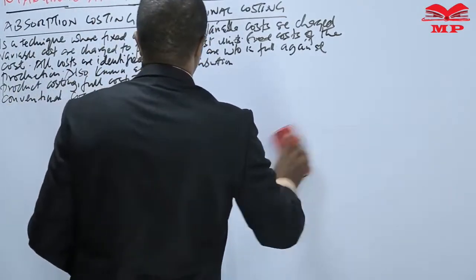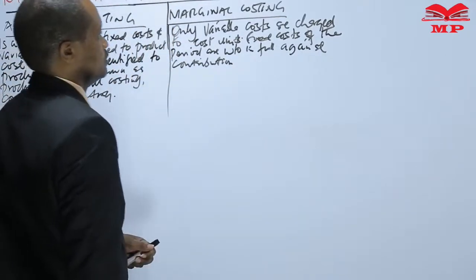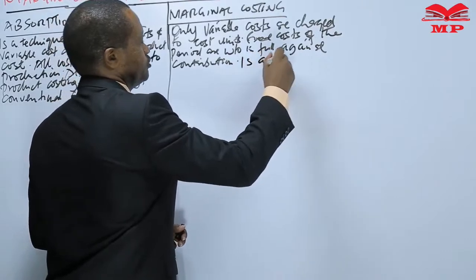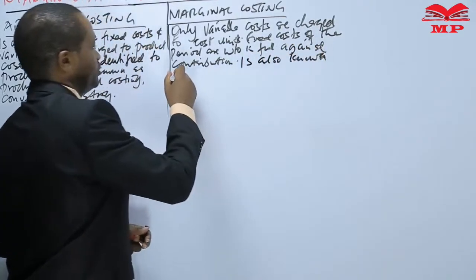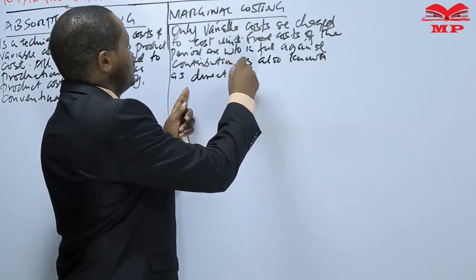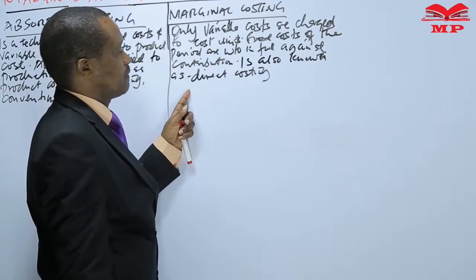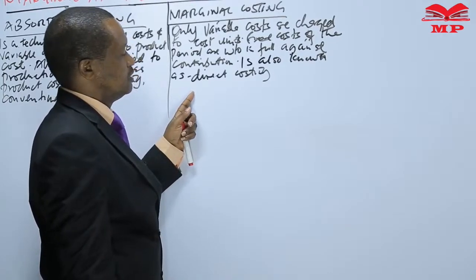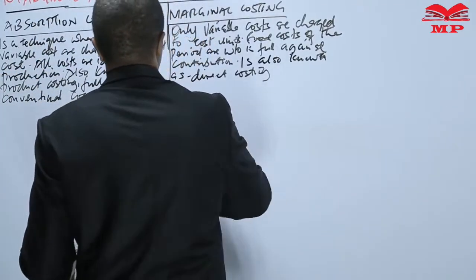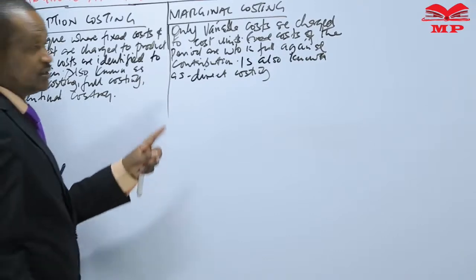So marginal costing is also known as direct costing or variable costing. So these are the main differences.